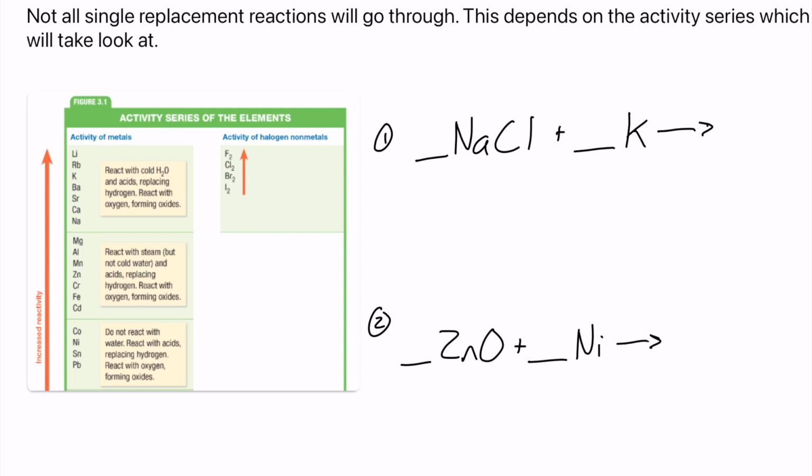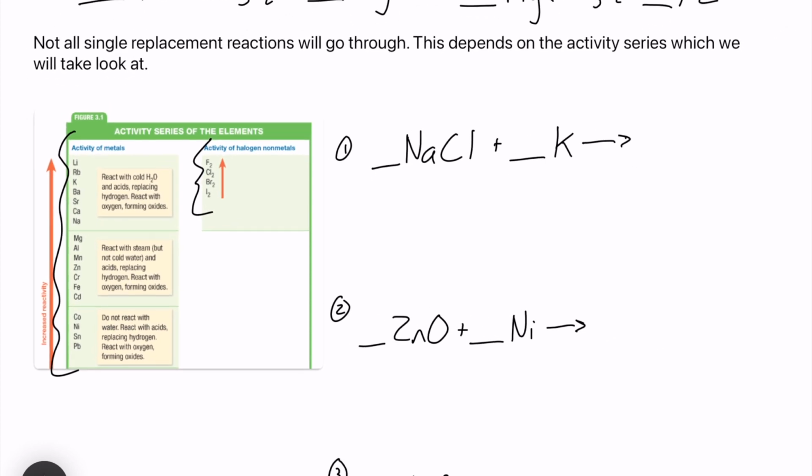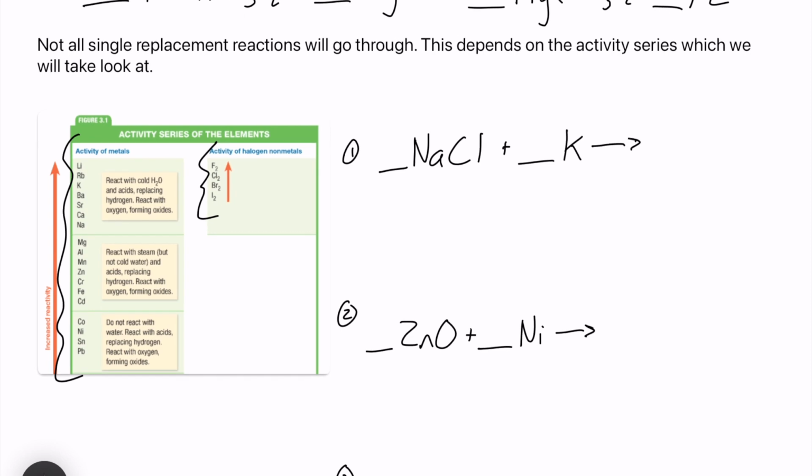On our left side here, we have potential cations being replaced, and on the right side, it mostly just applies to halogens. So we'll be dealing with fluorine, chlorine, bromine, and iodine. Let's take a look at number 1 here and see how we can use this activity series to correctly predict these products. Looking at number 1, we have sodium chloride reacting with potassium.